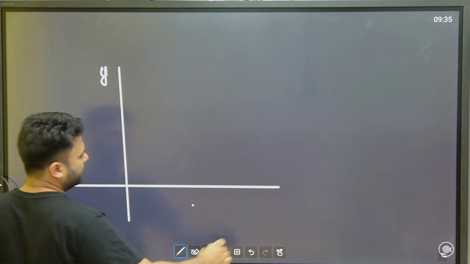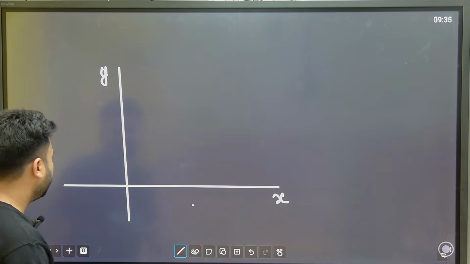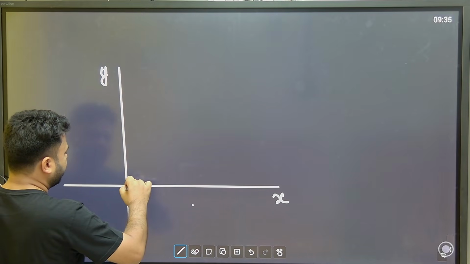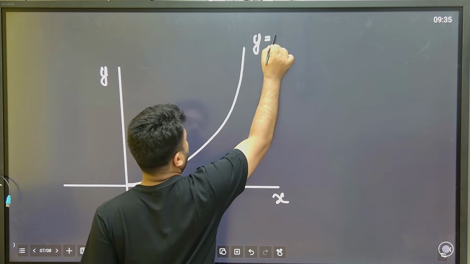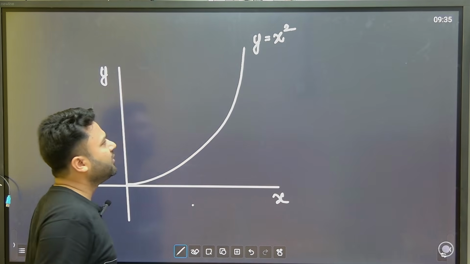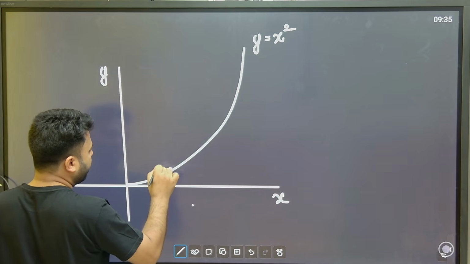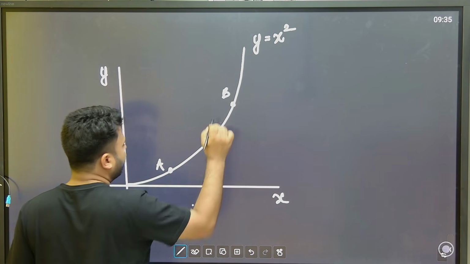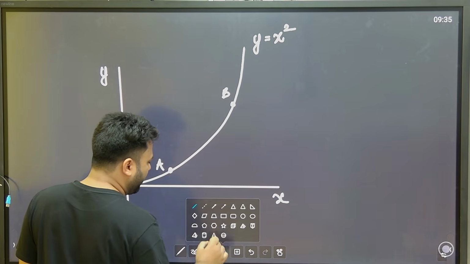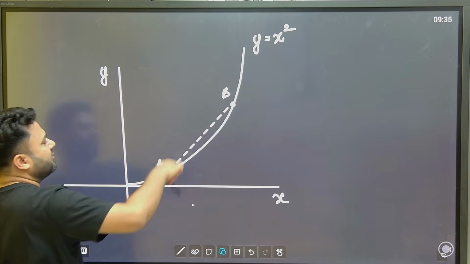Now, suppose this is y, this is x. Suppose there is a curve like this. Suppose this is the y equals x square curve. And they give 2 points. There is point A here. There is point B here. If they ask the slope of the line joining the points AB, the slope of this dotted line.